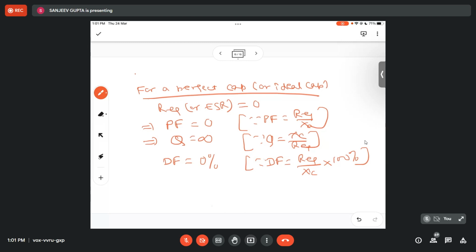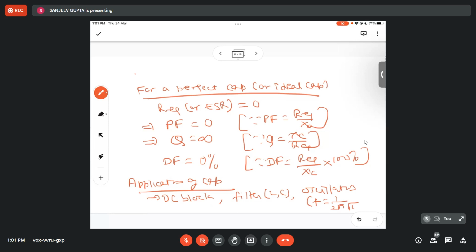And we all know that we can't ignore the capacitors. So we all know the various applications of a capacitor. They are used typically as a DC block; if I want to block the DC, we have to use the capacitor. They are used in filters where LC is used. They are used in oscillators. Again, the oscillating frequency is given as f equal to 1 by 2 pi under root of LC. So we can't ignore the capacitor.